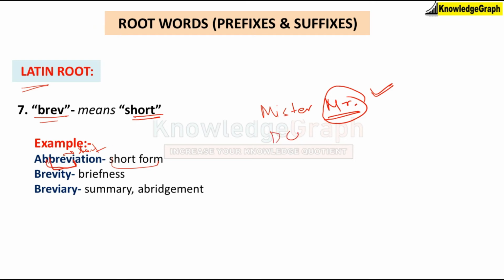Mr., then you have doctor, which you write as Dr., and so on. Then you have brevity. Brevity means briefness, like in an examination where you are asked to write briefly. Then you have breviary, which means a summary of something. That is also a kind of briefness.